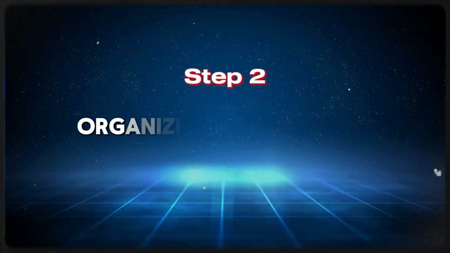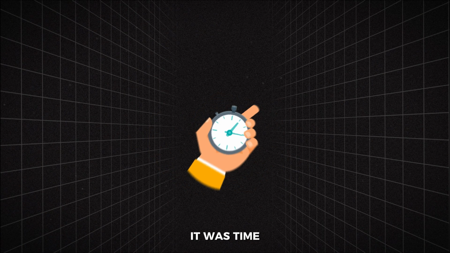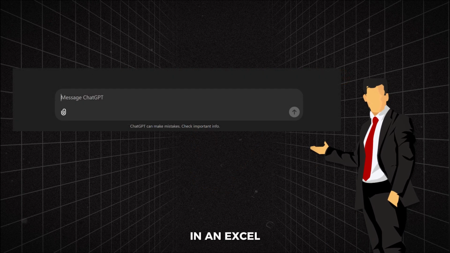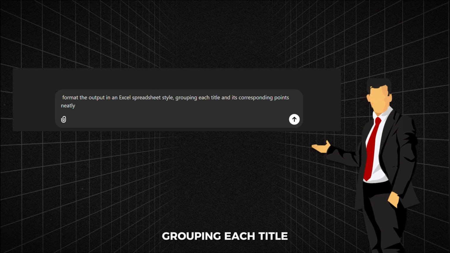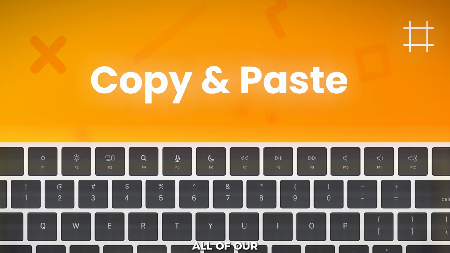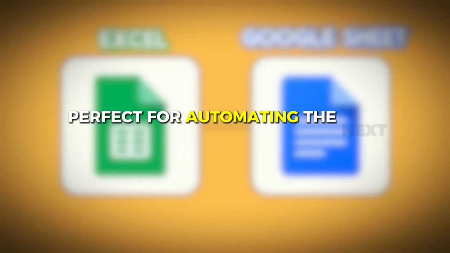Step 2. Organizing the content. Once we had our 100 lines of viral content, it was time to organize everything. I asked ChatGPT to format the output in an Excel spreadsheet style, grouping each title and its corresponding points neatly. This allowed me to easily copy and paste all of our content into an Excel or Google Sheets document, perfect for automating the next steps.